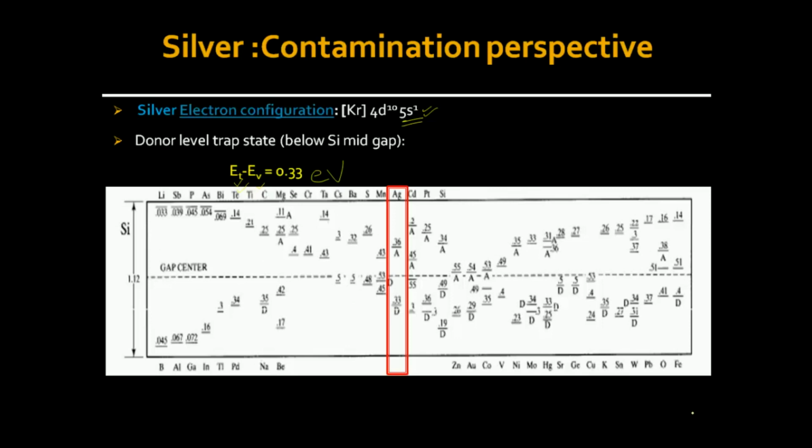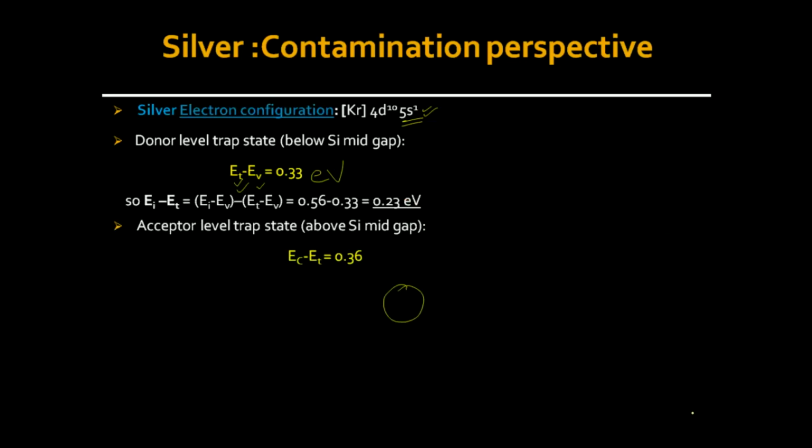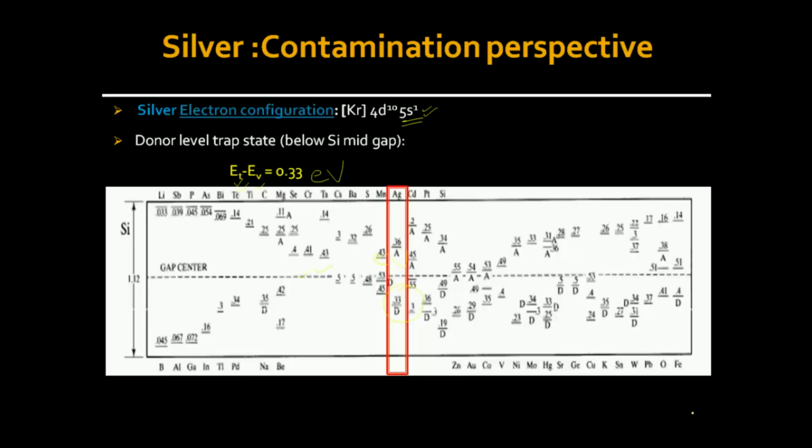You have seen it already, here, this value. This is below mid gap, so this is a donor level trap state. Similarly, you can find the acceptor level trap state, which is below the conduction band at around 0.36 electron volt. Again, you see the previous slide here, this acceptor level trap state.